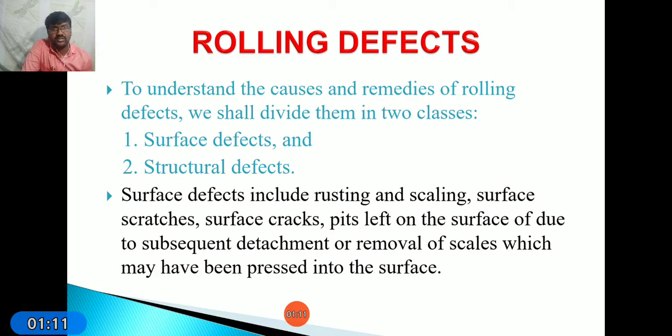Coming to surface defects, these include rusting, scaling, surface scratches, surface cracks, and pits left on the surface due to subsequent detachment or removal of scales which may have been pressed into the surface. During the rolling process, some surface cracks will occur, or scratches due to the slag formation on the material and removal of rust or slag. Due to that, marks will form on the material and form surface cracks. Due to all these reasons, the surface defects will occur.